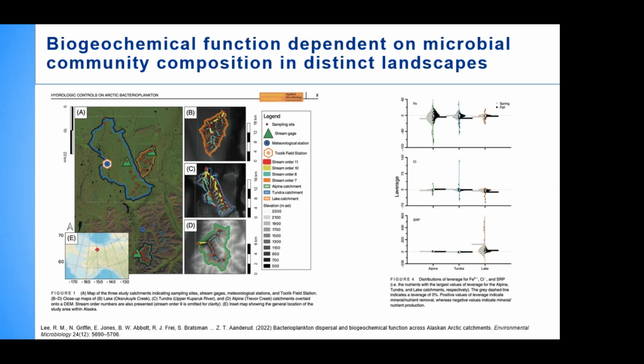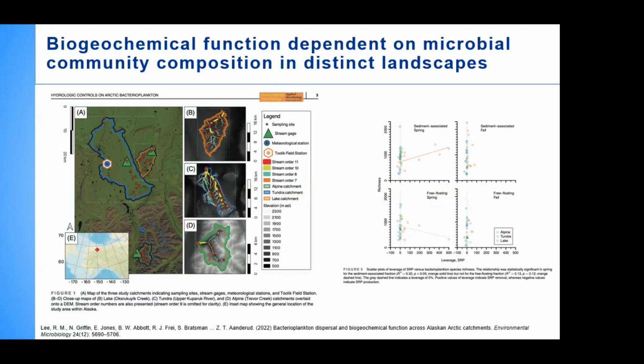So in the orange watershed, it's similar to the blue one. They're both tundra vegetation, but in the orange watershed, the stream network is interrupted by ponds and lakes. So because of this different topography, you definitely see the differences in the dispersal of bacterial plankton, but also the biogeochemical function of them.